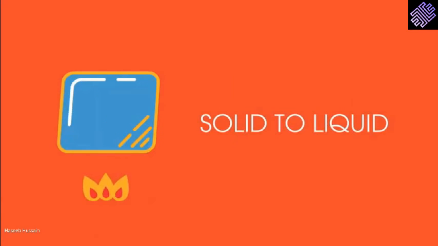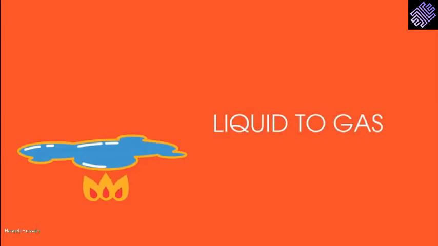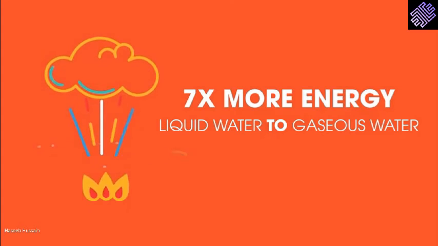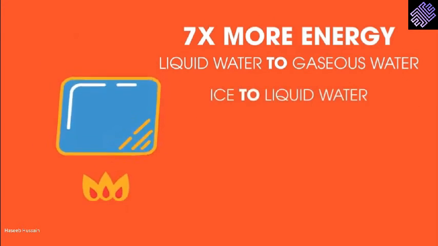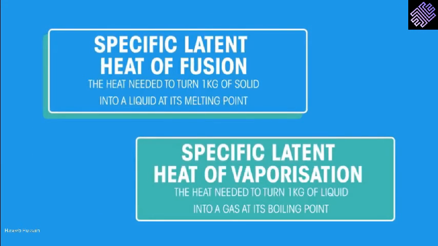It takes a different amount of energy to convert a solid into a liquid than to change a liquid into a gas. For example, it takes 7 times more energy for water to turn into steam than it does to melt ice to water. This means a substance can have two specific latent heats. Latent heat of fusion is the amount of heat energy absorbed or given out to convert 1 kilogram of solid to liquid or vice versa at constant temperature. Latent heat of vaporization is the amount of heat energy absorbed or given out to convert 1 kilogram of liquid to gas or vice versa at constant temperature.